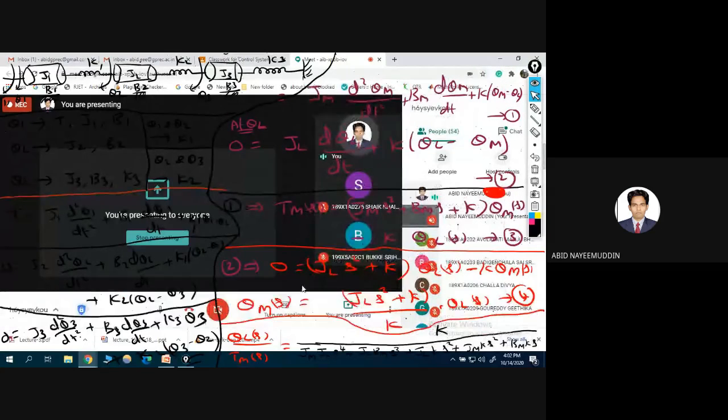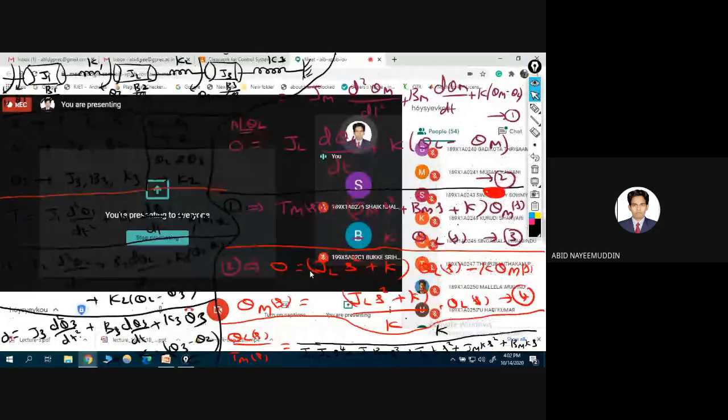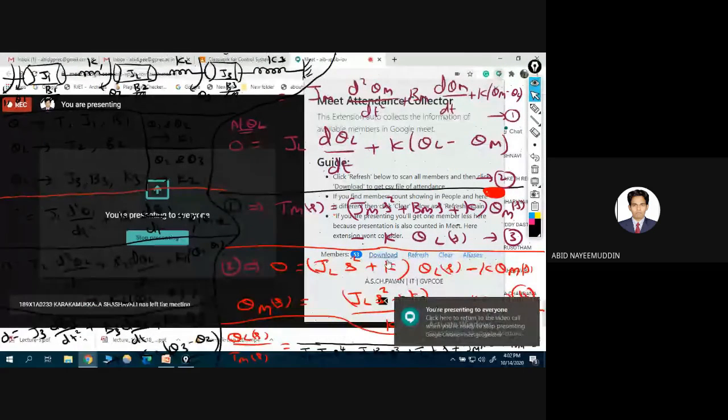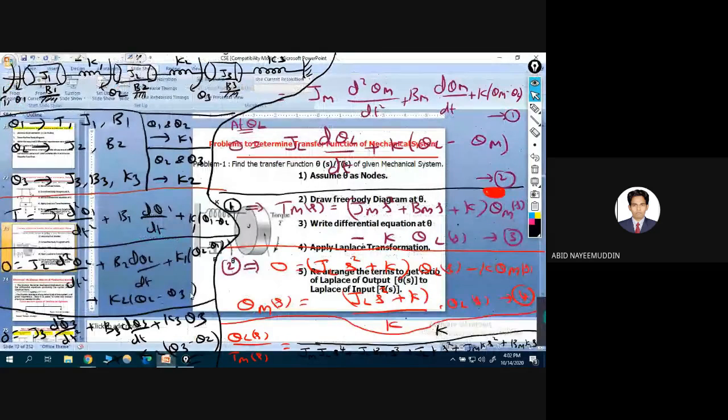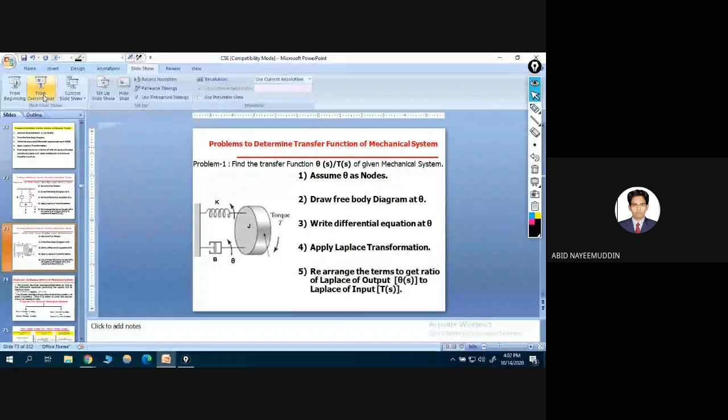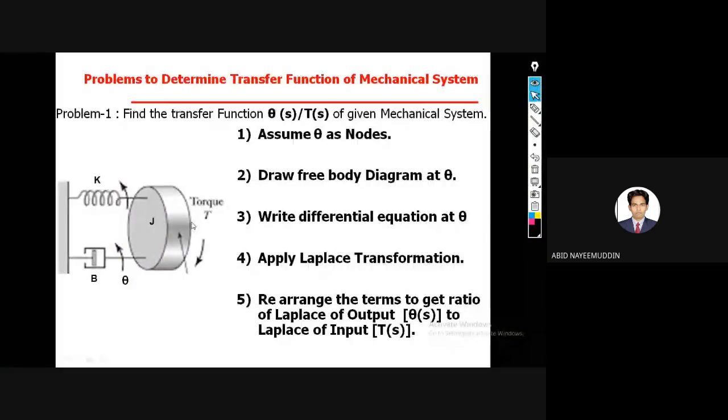Here is the end of my today's class. The final conclusion is, today we solved this problem. This is the procedure. First, assume the number of nodes as theta. How many nodes? Theta, or theta 1, theta 2, theta 3, based upon the given problem.